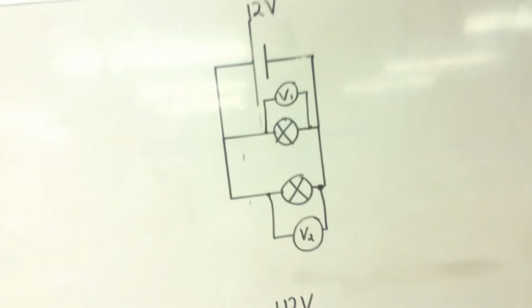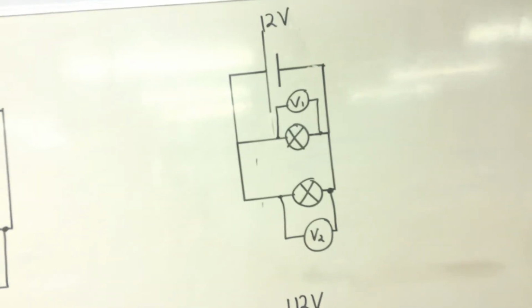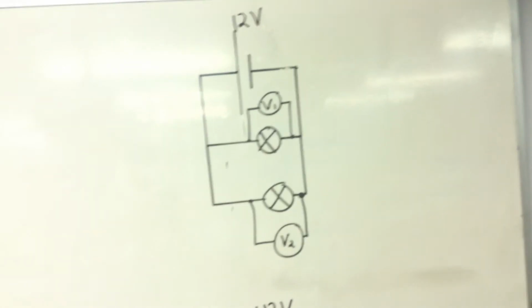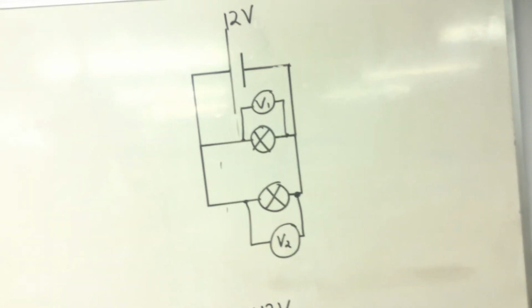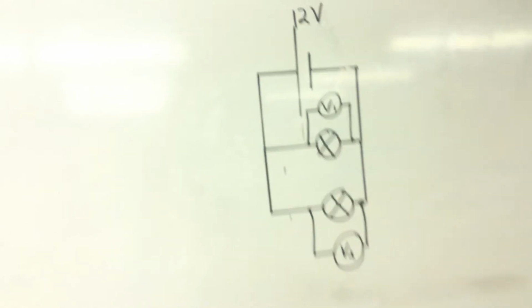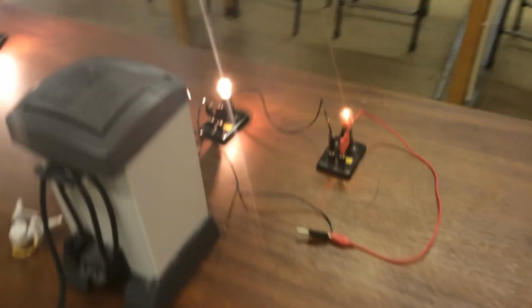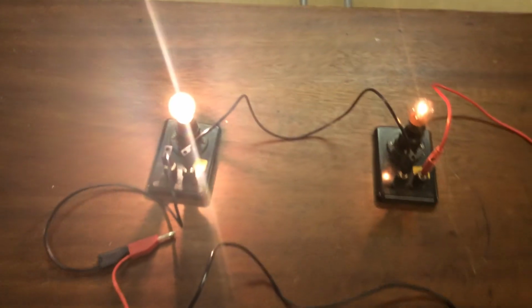Now what this means in a parallel circuit is that, in this case, each branch has the same voltage as provided by the cell. So each bulb in this case has the same voltage across it as provided by the cell as well. And if we have a look at that in parallel, we can see there that certainly 2 bulbs in parallel is brighter than 2 bulbs in series.